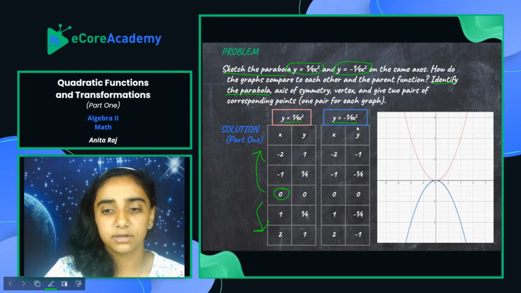Then we have 1. 1 squared is 1. 1 times negative 1/4 is negative 1/4. And lastly, we have 2. So 2 squared is 4. 4 times negative 1/4 is simply negative 1.